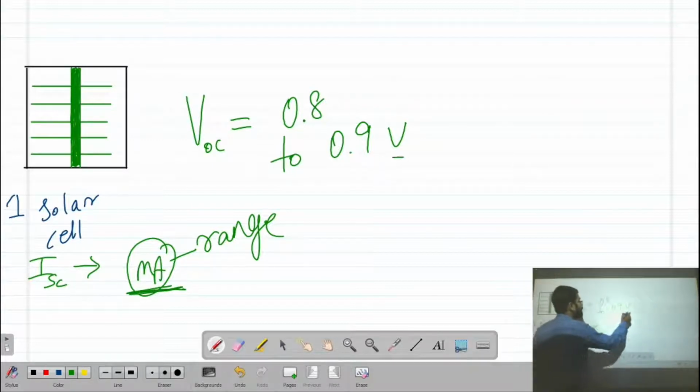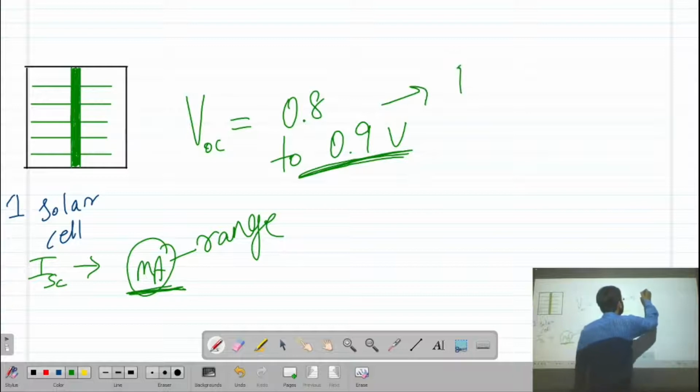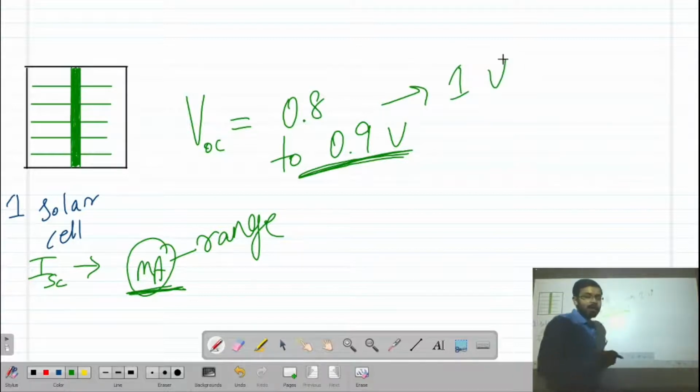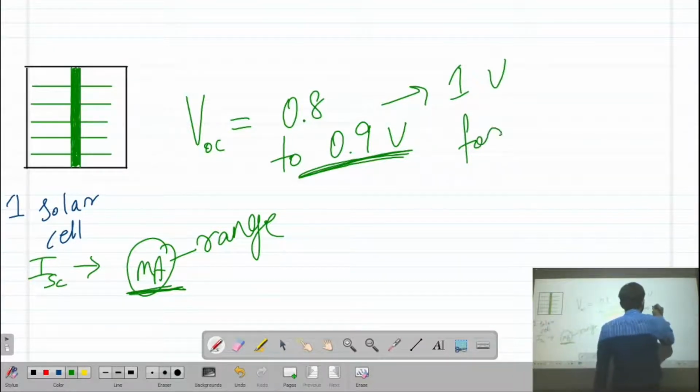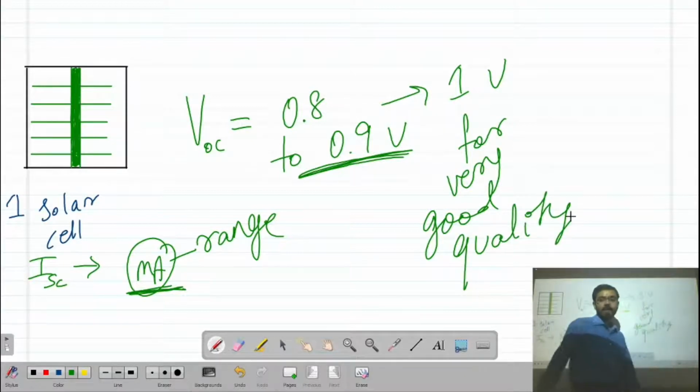The VOC range will be in the volt, that is 0.9. Maximum, if the efficiency or the cell is of very good quality, then it can go to 1 volt, for a very good quality solar cell, right?